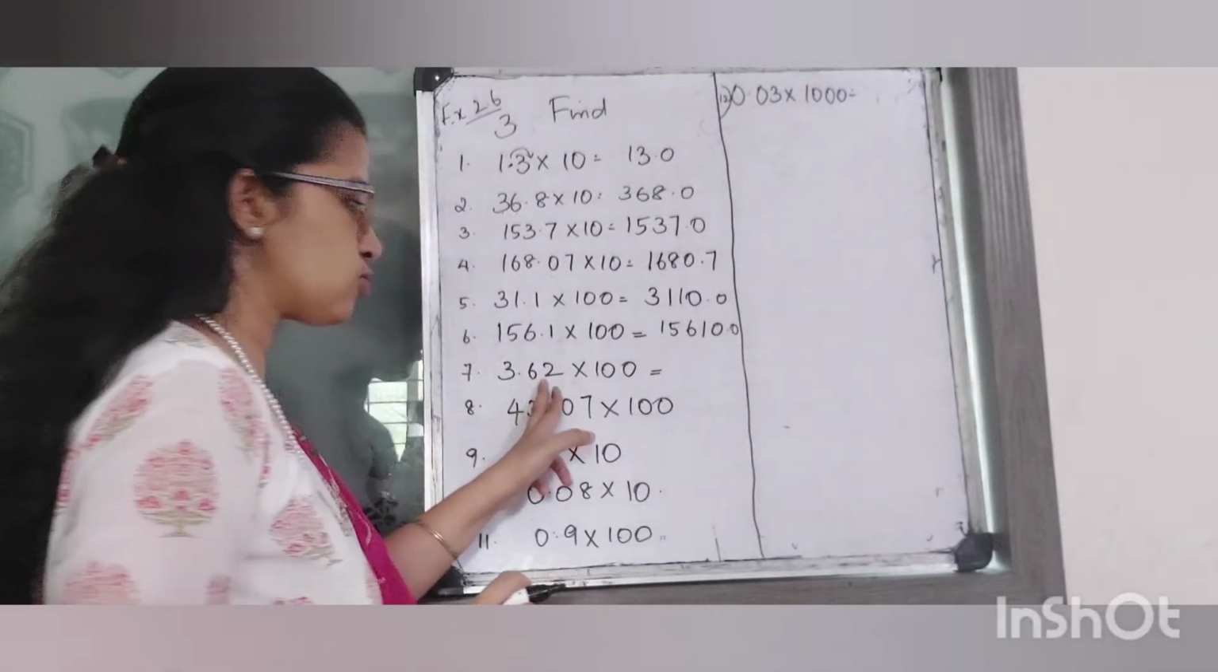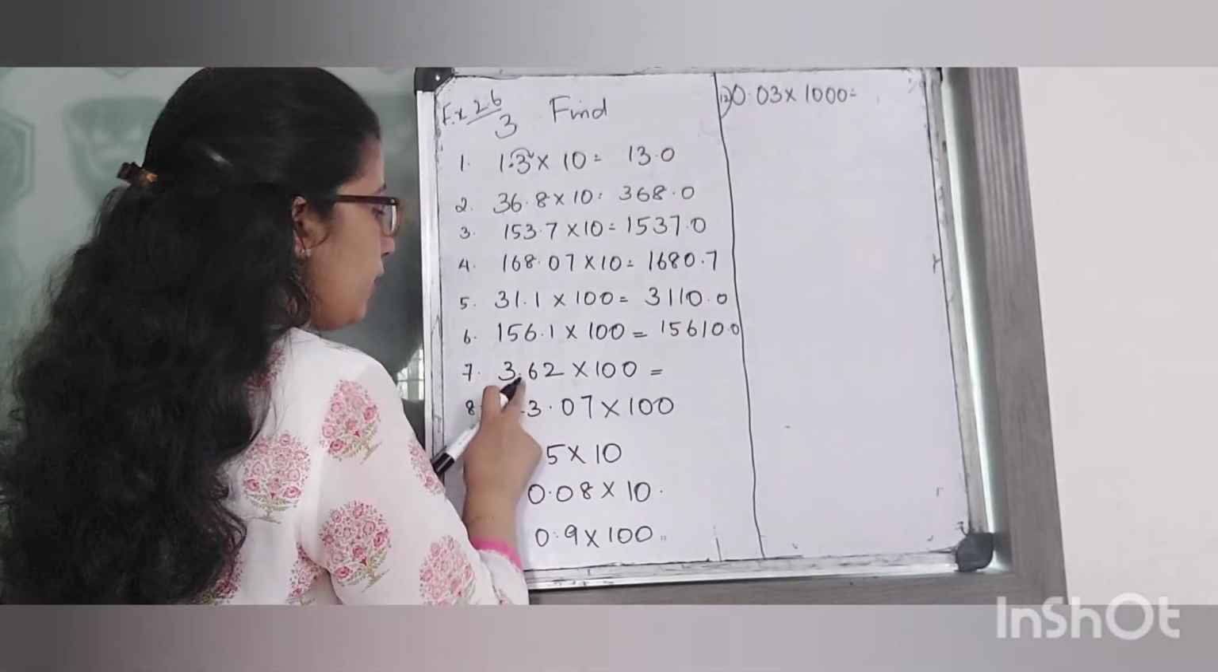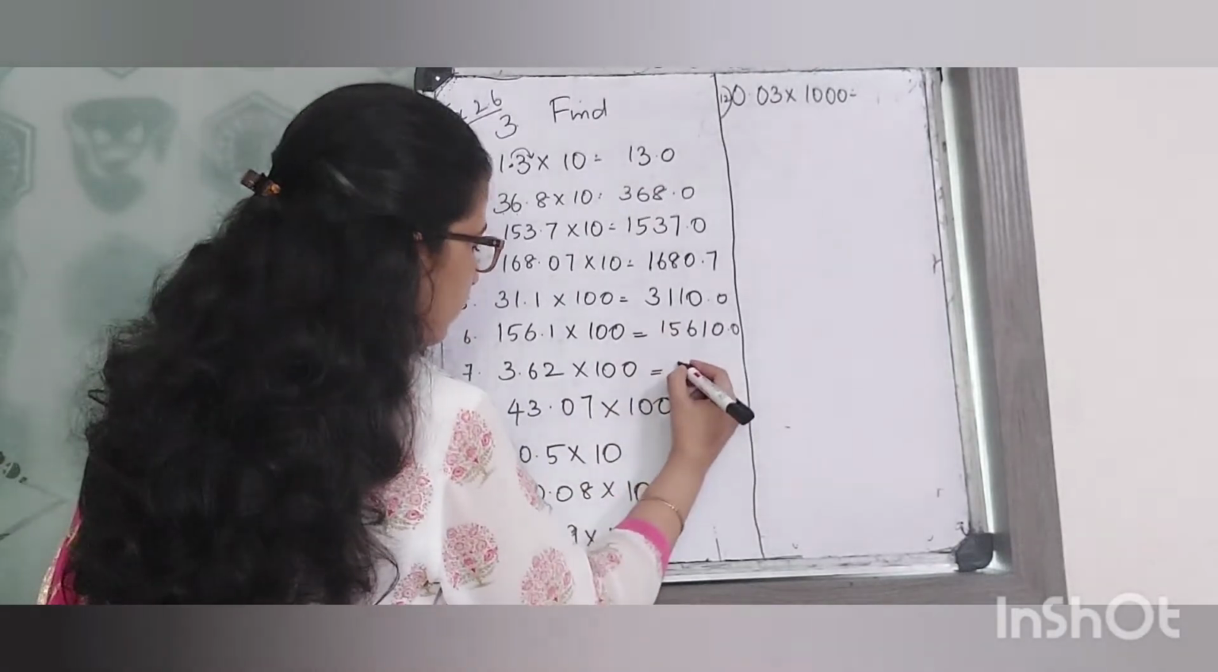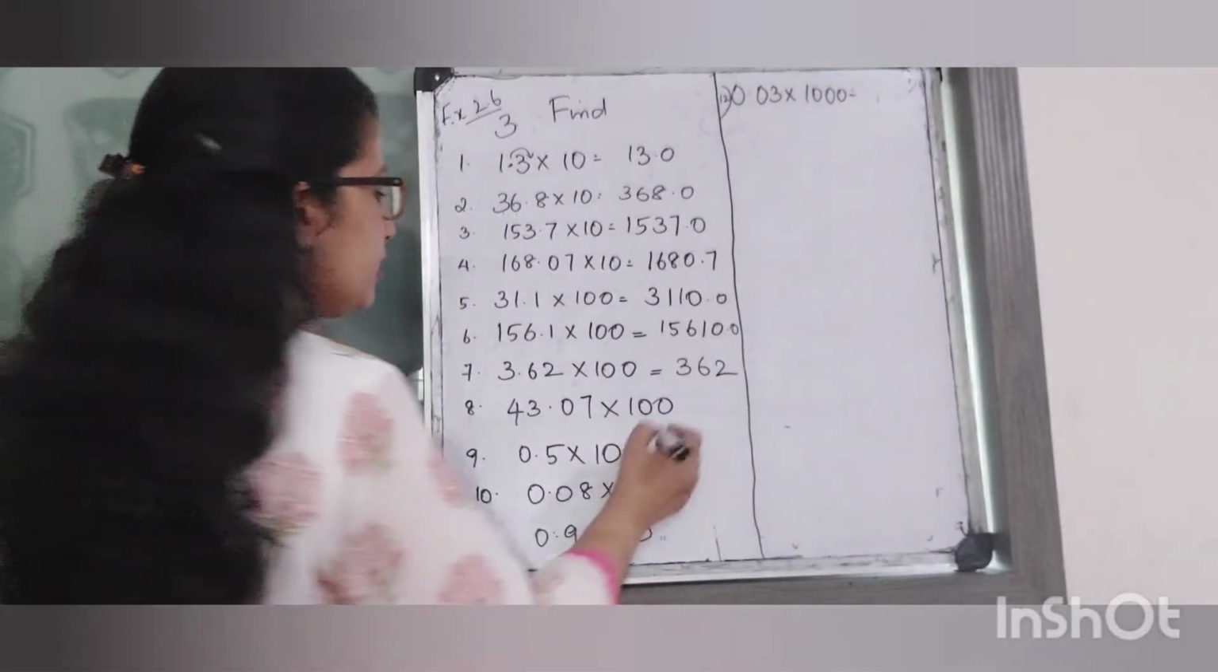Next is 3.62 into 100. Here there are two digits to the right of the decimal point. So if you are shifting this decimal point two digits to the right, we will get 362.